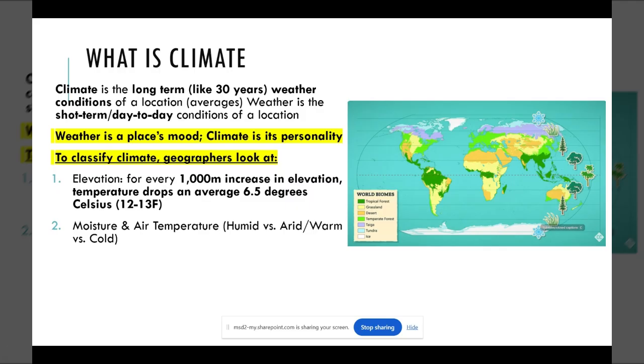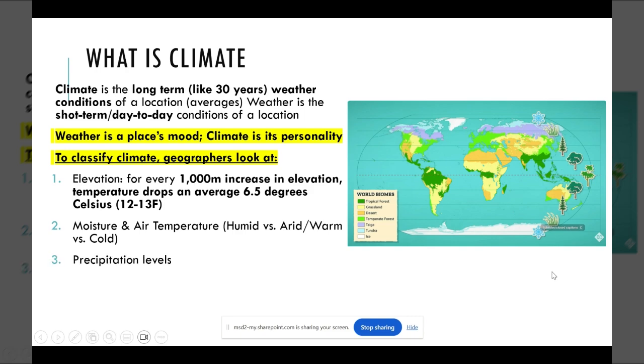Moisture and air temperature. The more moisture in the air, the more humid an area is, or the more arid it is, which means less moisture. And you're going to have warm or cold temperatures as a result of some of that moisture as well. Usually places that are humid also tend to be hot. Places that are dry can have dry heat, but because of their dryness, they are usually pretty cold at night. You're not holding a lot of heat in the water vapor.